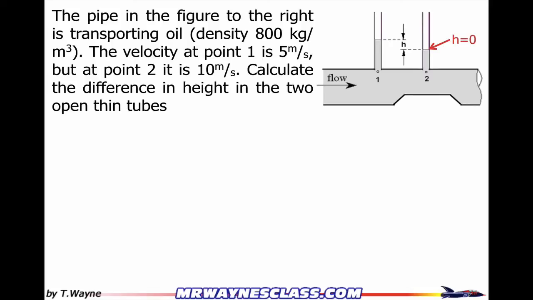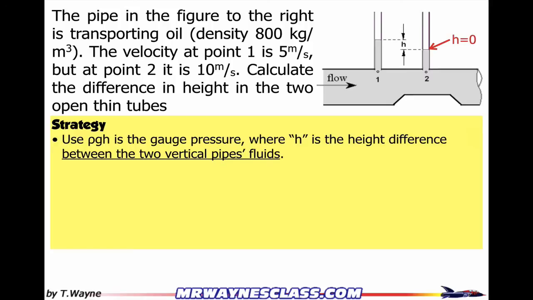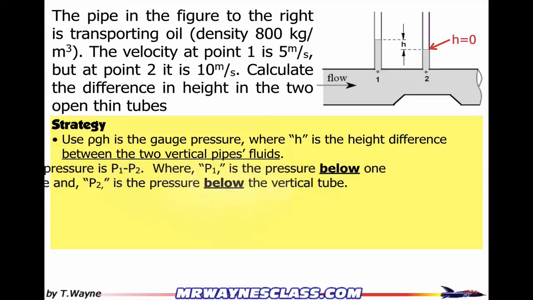So I'm going to call the lower tube height h. I'm going to call that my starting point, h equal to 0. And here's my strategy. I'm going to use rho gh as the gauge pressure, where h is the height difference between the two vertical pipes' fluids. So that's kind of different. That's why I wanted to make h equal to 0 at the lower height of the two tubes.